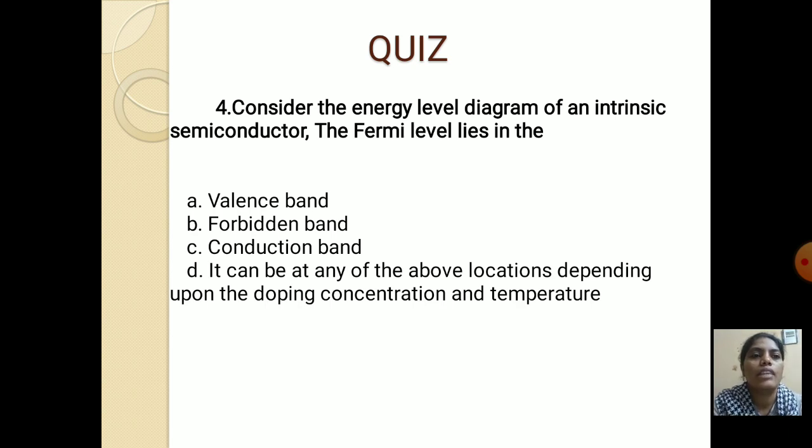Consider the energy level diagram of an intrinsic semiconductor. The Fermi level lies in the valence band, forbidden band, or conduction band? It can be at any of the above locations depending upon the doping concentration and temperature. For pure semiconductors, it is in the forbidden band.